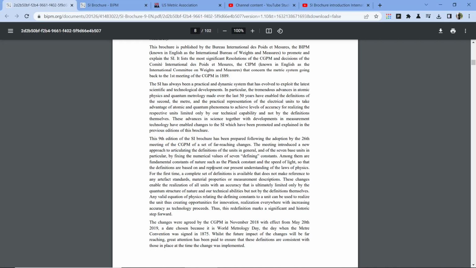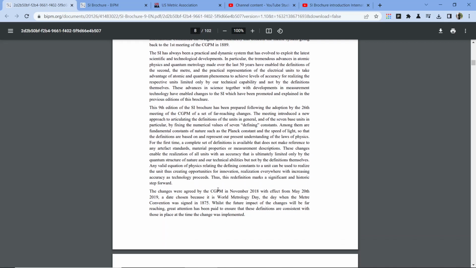For the first time, a complete set of definitions is available that does not make reference to any artifact standards, material properties, or measurement descriptions. These changes enable the realization of all units with an accuracy that is ultimately limited only by the quantum structure of nature and our technical abilities, but not by the definitions themselves. Any valid equation of physics relating the defining constants to a unit can be used to realize the unit, thus creating opportunities for innovation, realization everywhere with increasing accuracy as technology proceeds. Thus, this redefinition marks a significant and historic step forward.